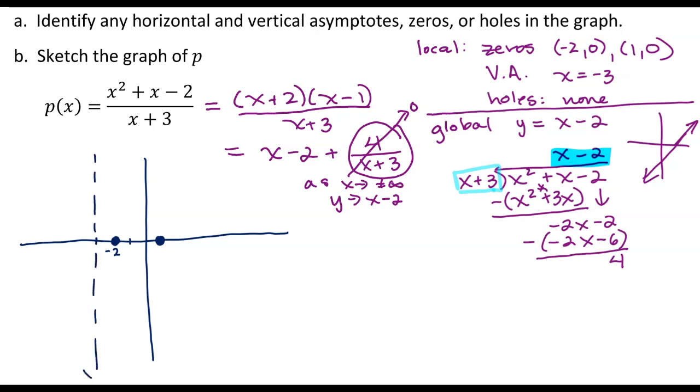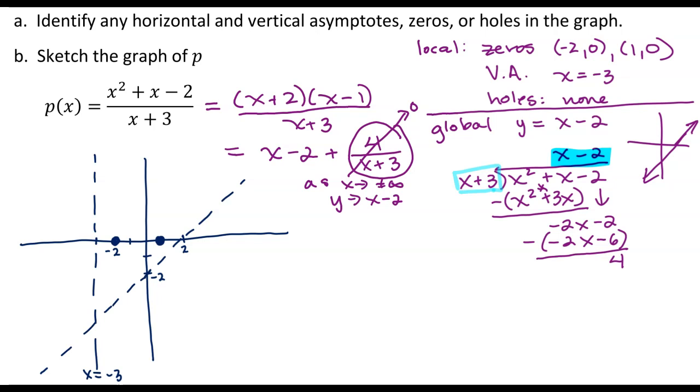Okay, so this is x equals -3, our vertical asymptote, and then our slant asymptote is a line with a slope of 1 and a y-intercept of -2. So that slope of 1 means I should also hit the x-axis at 2. Okay, so there's my slant asymptote, trying to make it look like a straight line.